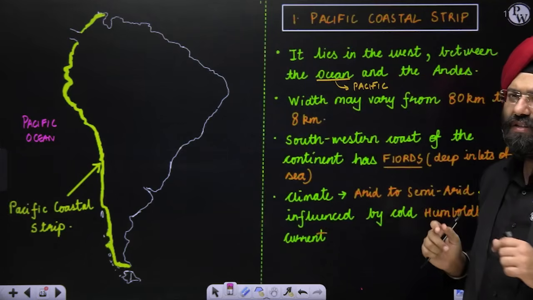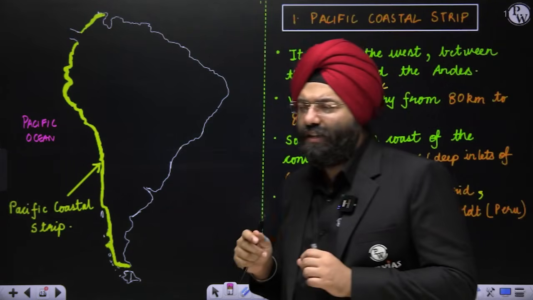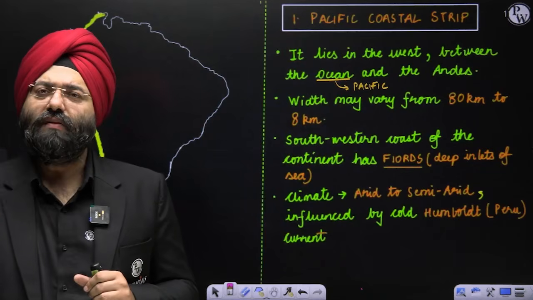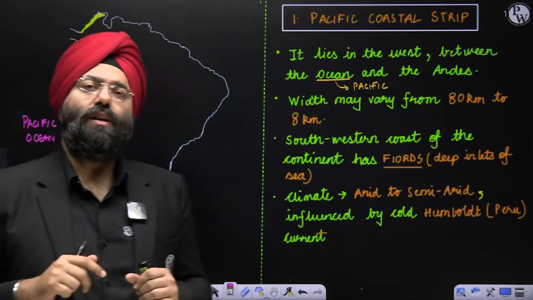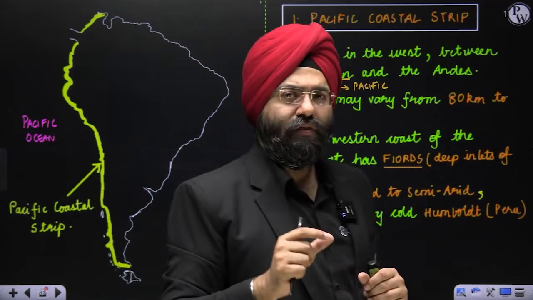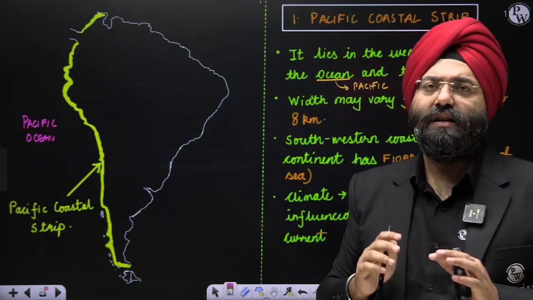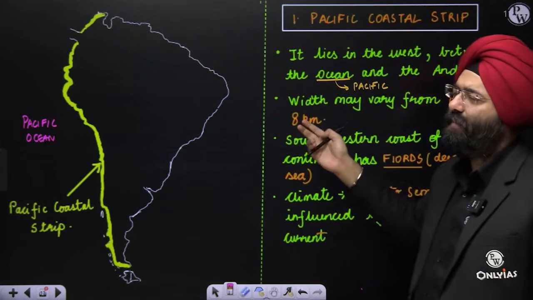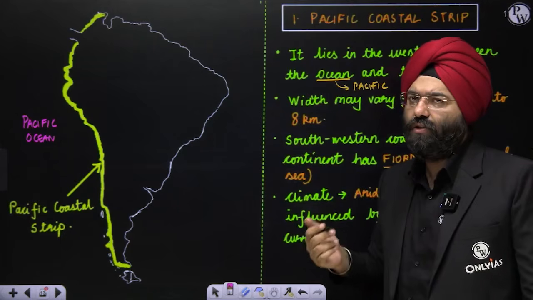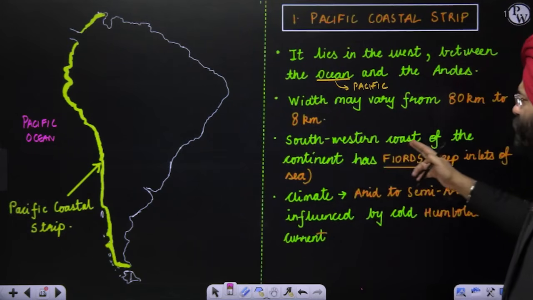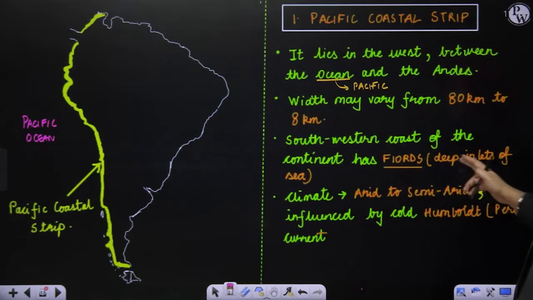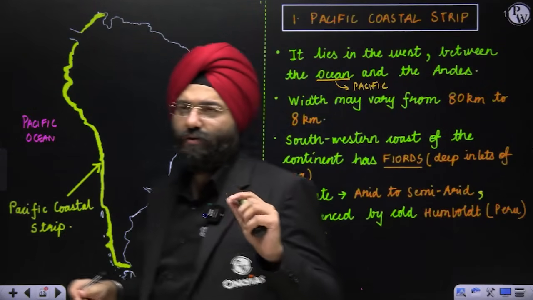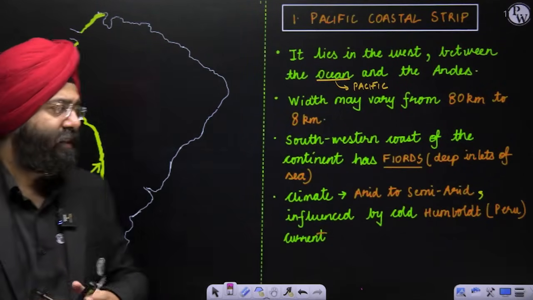Its width. Please remember, as you study the Indian coastal plains also, you will realize that the width continuously varies, right? Similarly, over here, the width of this Pacific coastal strip varies tremendously. In certain regions, it might go to 80 kilometers. In other regions, it might become as narrow as 8 kilometers. Southwestern coast of the continent has voids, which are deep inlets of the sea. That means the water basically enters these voids, so these void-like structures are present in the Pacific coastal strip.